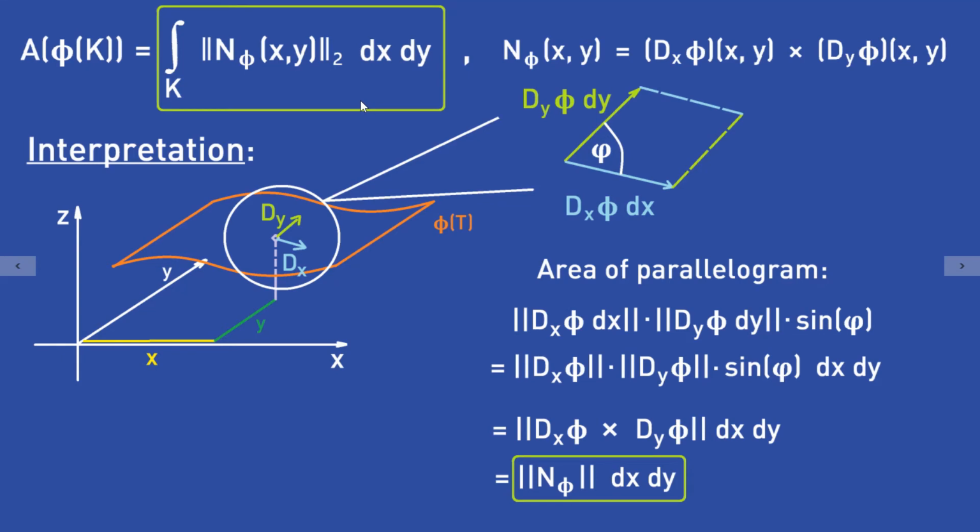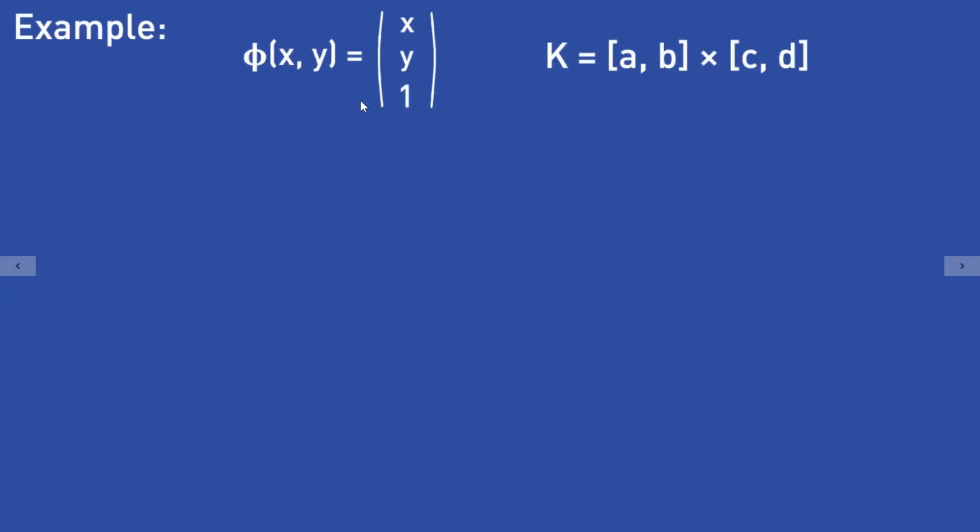Let's take a look at an example now. Our surface is the plane at constant height 1. We have already seen that it has the following parametrization. Phi of xy is equal to x, y, and 1. The set K is the following rectangle. We want to find the surface area of phi k.